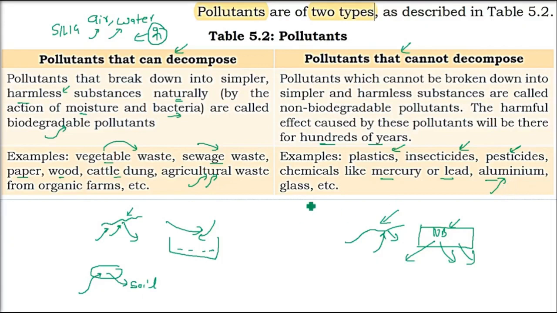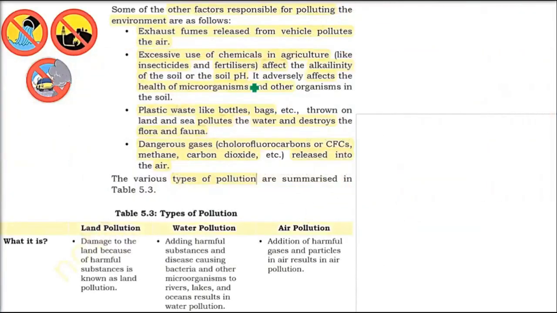It will remain with us, in the food chain, in our air, water, land. Glass, if it breaks, the very small parts it will result, and where it is going you don't know. So it is there with every one of us. It's very dangerous. So we need to be very careful about these pollutants.